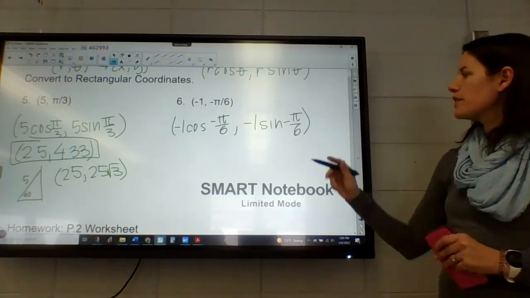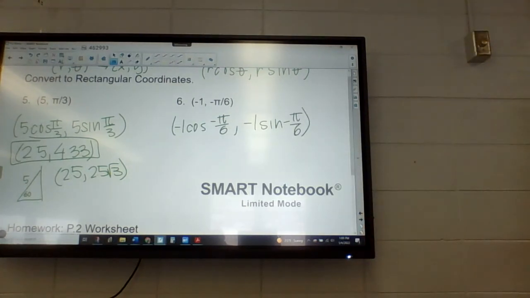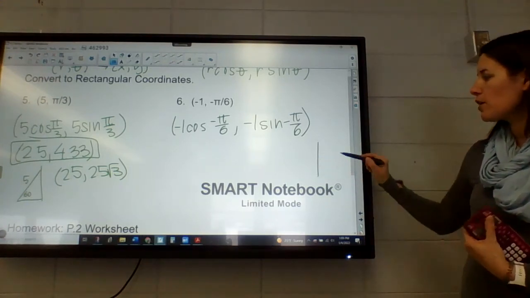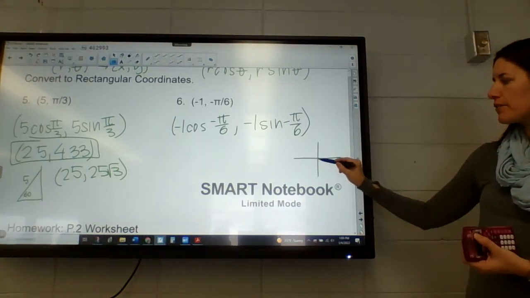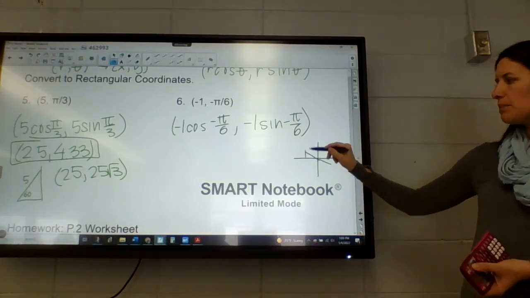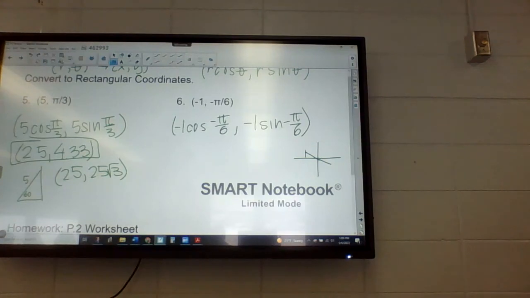All right. So this one, just so that you guys are aware of it, talking about our quadrants, we would be down pi over 6 over here, but we'd be going -1. So technically, we'd be up in the second quadrant. And so just being aware of that as I'm doing these to make sure my answers make some sort of sense.